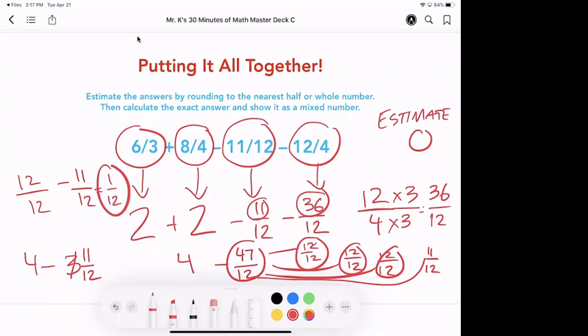Well done. I see a couple of folks got it. Fantastic. I am very, very proud. That was a tough one.